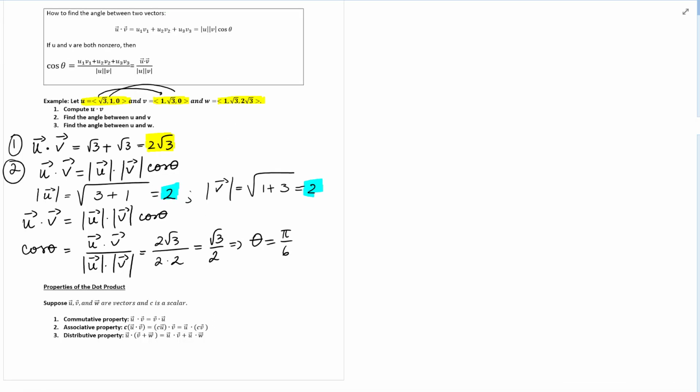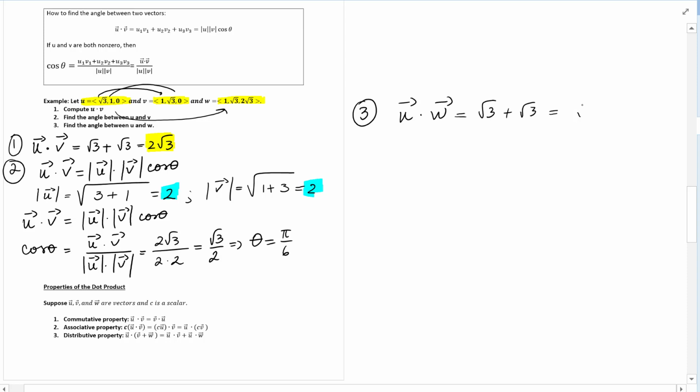Let's do part 3. It says find the angle between u and w. So u dot w: square root of 3 times 1 is square root of 3, plus 1 times square root of 3 is square root of 3, and the other one is 0, so we get 2 square root of 3. We know the magnitude of u, but we need to find the magnitude of w. That's square root of 1 plus 3 plus 12, so square root of 16, which is 4.